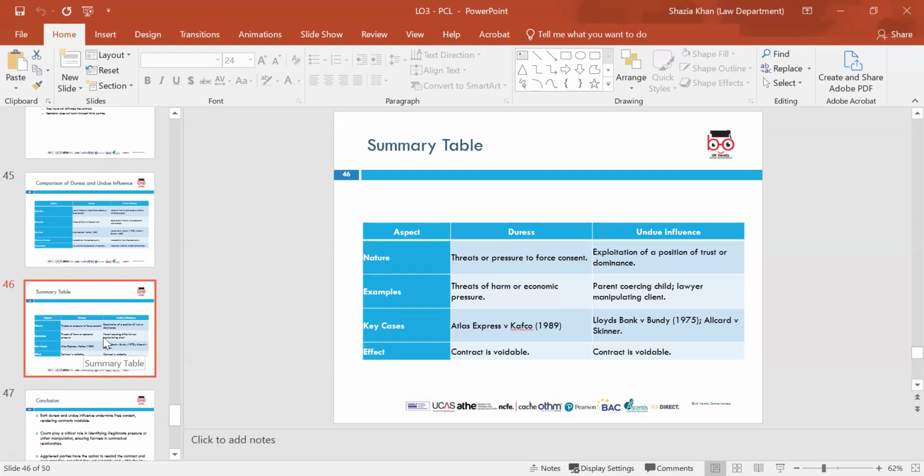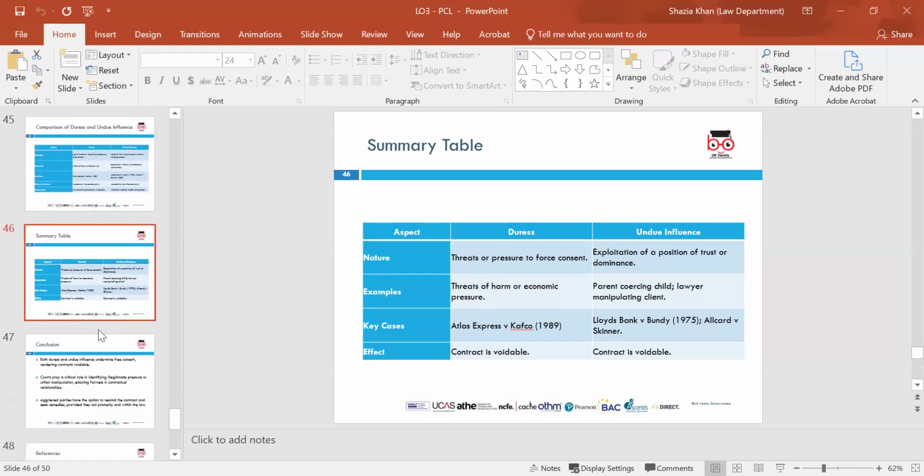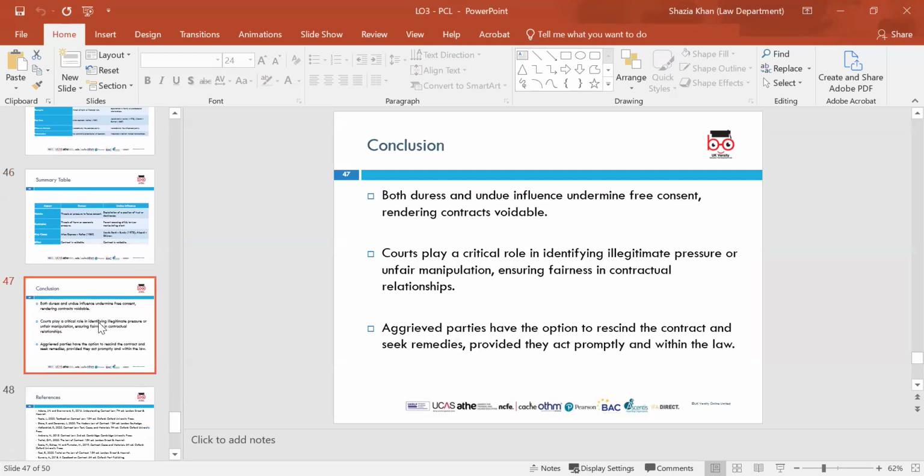But both under duress and undue influence, the courts will consider the contracts as being voidable. So both duress and undue influence take away free will from the individual. They're depriving that person of their free consent, so the contract becomes void. In some cases, undue influence can amount to criminal offences, such as fraud or abuse, unfairly putting pressure on the individual, and aggrieved parties have the option to rescind the contract and seek any sort of remedies. They must act promptly and within the law.